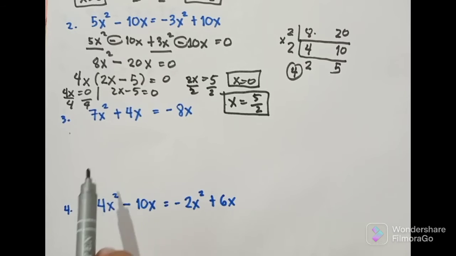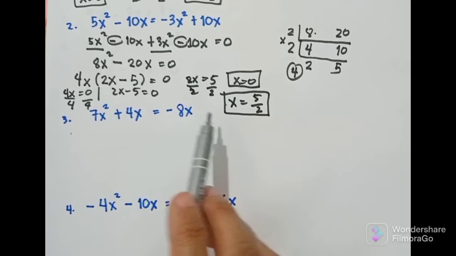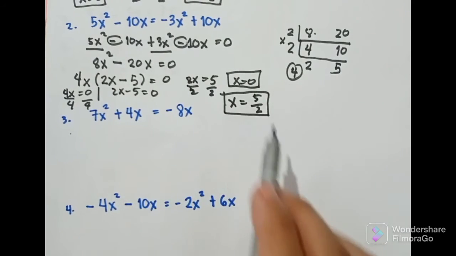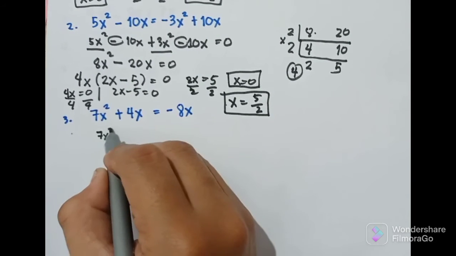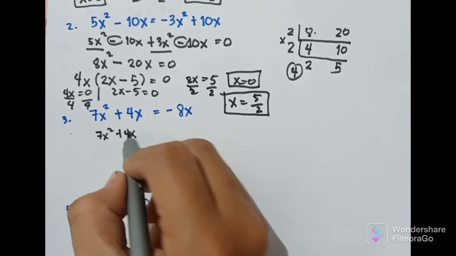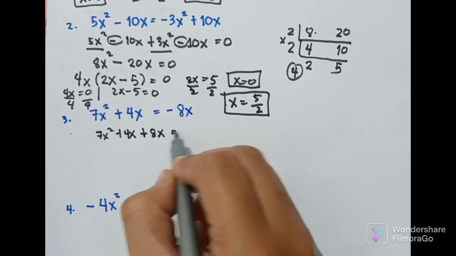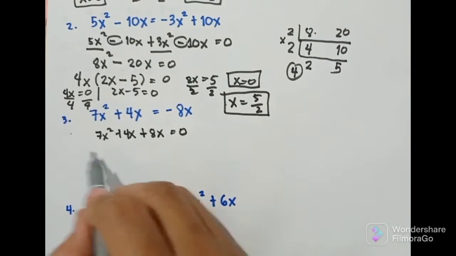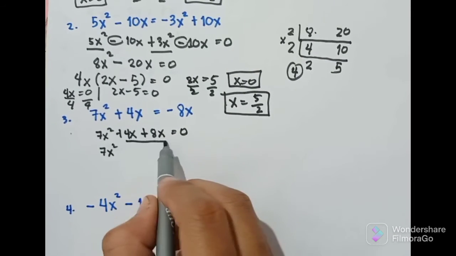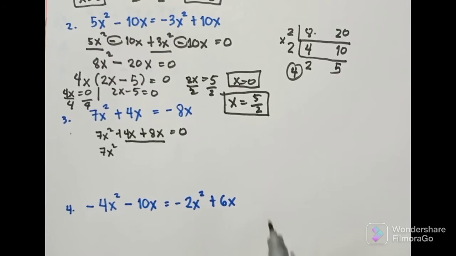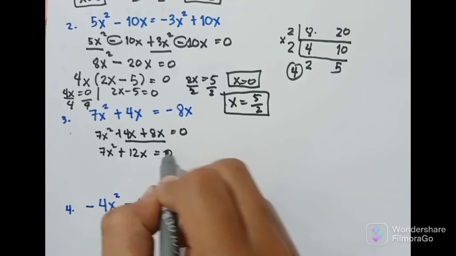So, we have here 7x squared plus 4x is equal to negative 8x. So, ang gagawin lang ulit natin, lipat. Gawin muna natin siyang, i-simplify muna natin yung equation. So, magiging 7x squared plus 4x. So, sa negative 8x, pag nilipat, magiging positive 8x is equal to 0. So, pagsamahin natin yung magkaparehas sa variable. So, 4x plus 8x is equal to, so, plus 12x is equal to 0.